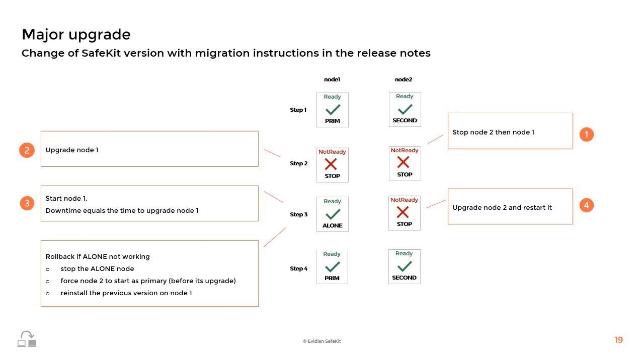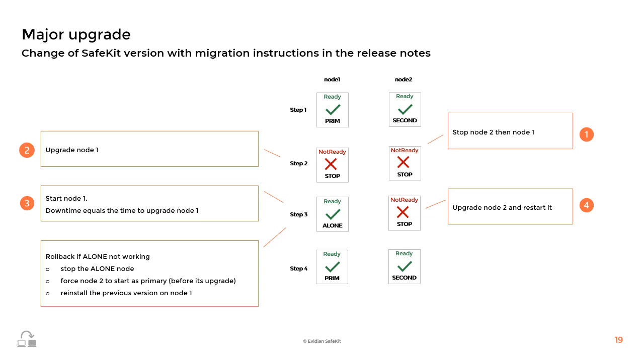Let's now consider a major upgrade involving a change in the SafeKit version. At step 1 in the figure, the cluster to upgrade is running prim-second. At step 2, we stop the entire cluster, starting with node 2, to avoid an unnecessary failover. Then, we upgrade node 1. At step 3, we restart the module on node 1 and check that everything works well. If it does, we can upgrade node 2.